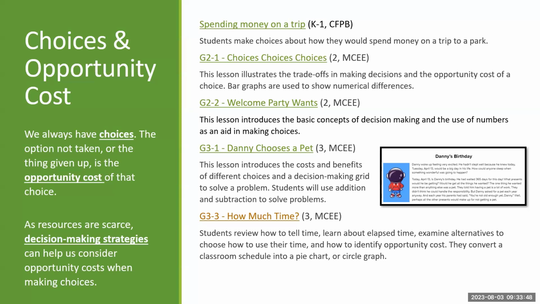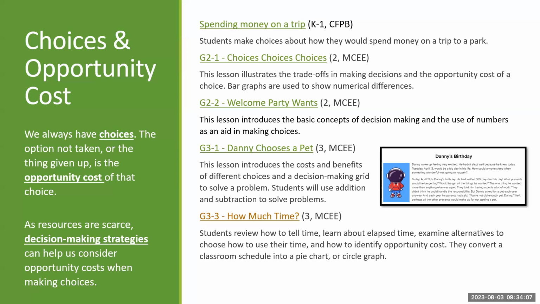So we have 5 lessons on this one. And again, there's some overlap here. Totally recognize that. But spending money on a trip, making choices about how they would spend money on a park. I love this. It's very universally accessible. Most kids can relate to going on a trip to the park.